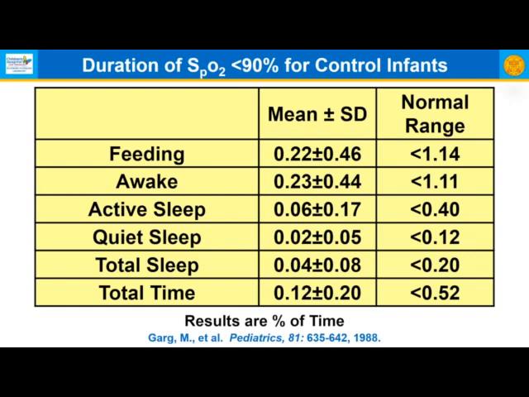This was the duration of saturation less than 90% for the control infants, and therefore we developed a normal range of less than 1.1% during feeding, less than 1.1% while awake, less than 0.4 during active sleep, less than 0.1 during quiet sleep, less than 0.2 in total sleep, and less than 0.5 totally.